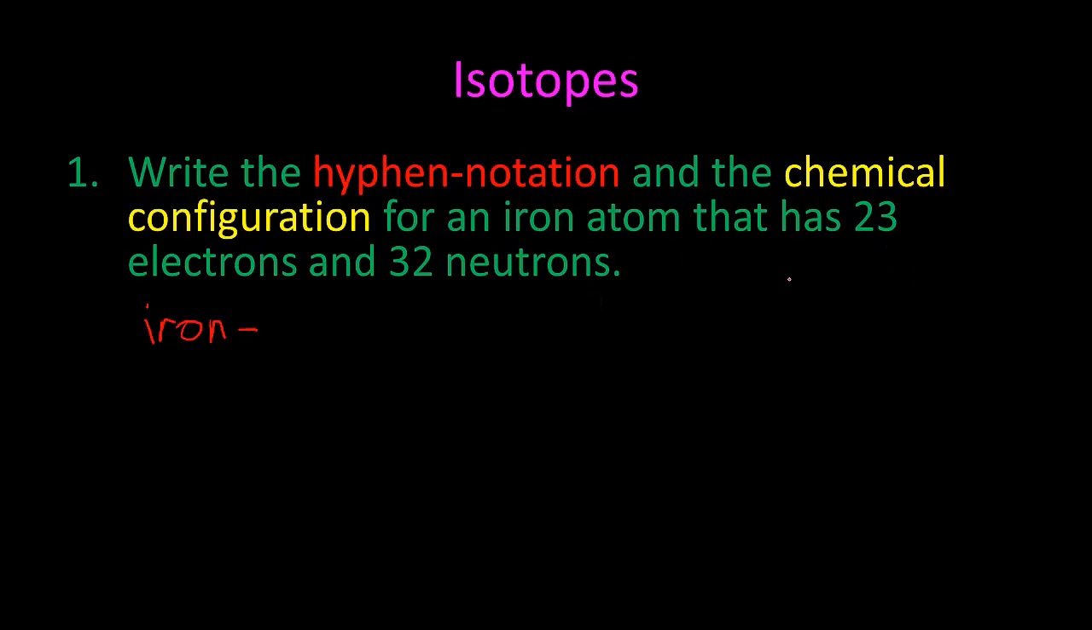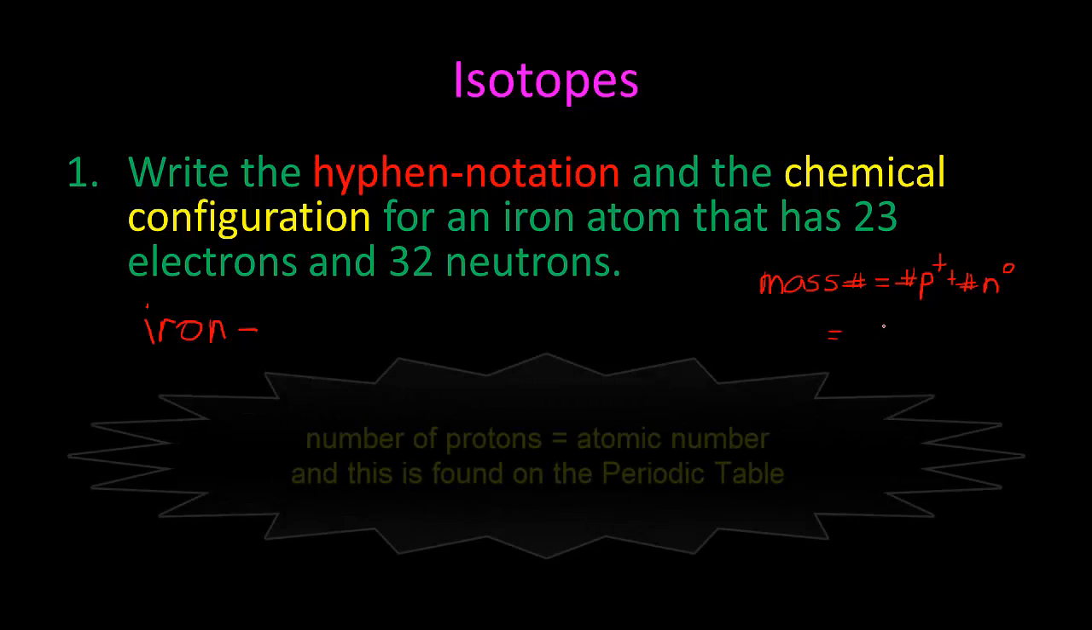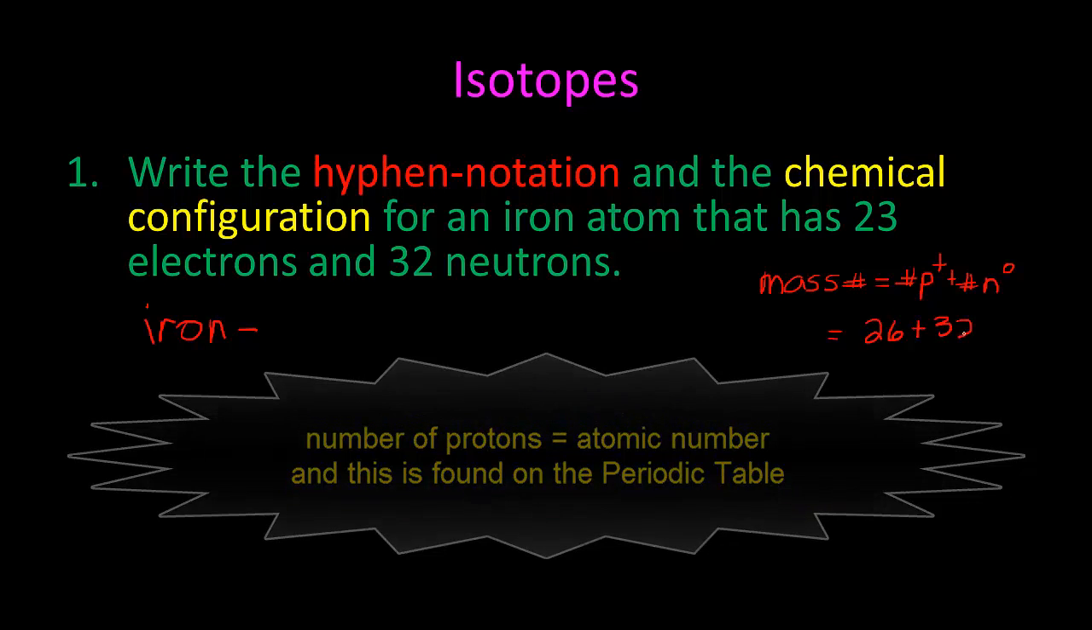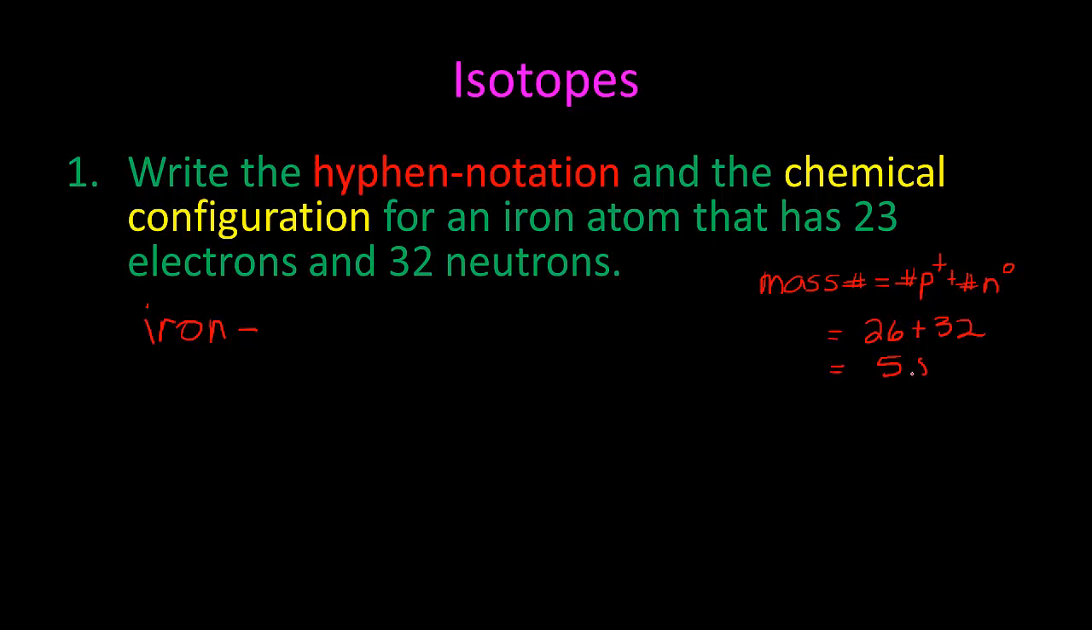The mass number is the number of protons plus the number of neutrons. All right? So the number of protons in an iron atom is 26. And we're given the number of neutrons, which is 32. So our mass number is 58. So over here, iron-58 is the hyphen notation for this isotope. Now for our chemical configuration, the first thing we're going to do is write the chemical symbol for iron, which is Fe.